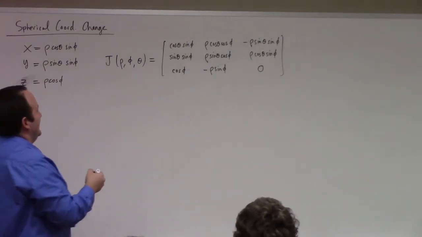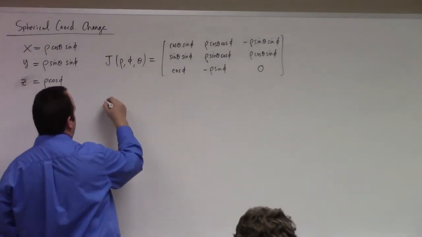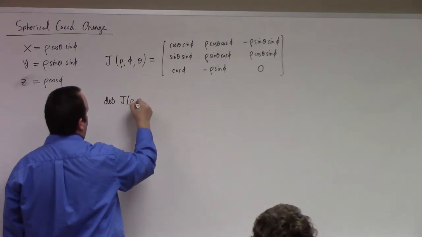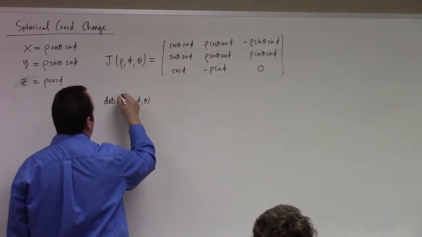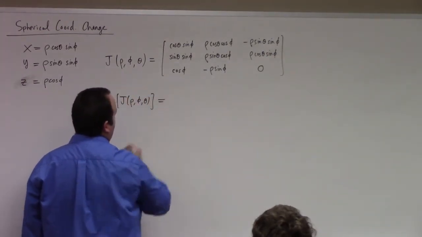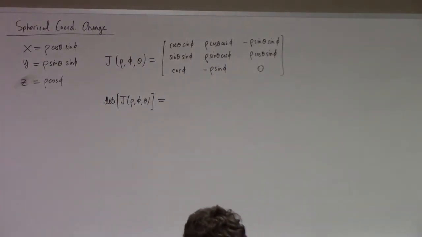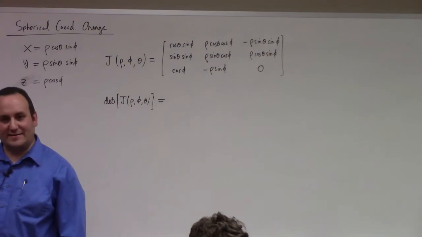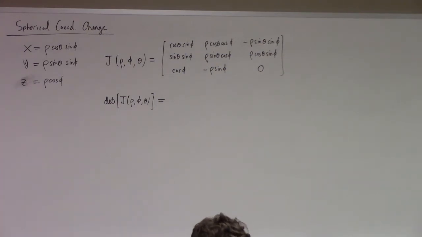Now what we need to calculate, though, somewhat unpleasant, is the determinant of the Jacobian of rho, phi, theta. That's what we're going to need to know in order to make the spherical coordinate change, right? This one gets us warmed up, but it doesn't really prepare you for this. There's about a 50% chance I'm going to get this wrong. Just warning you.